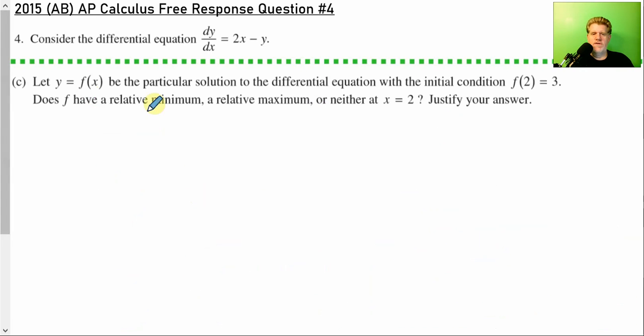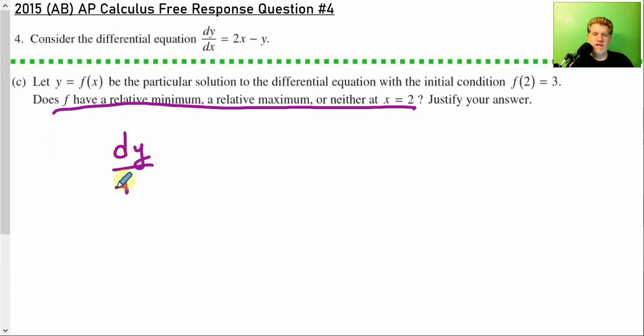It's asking you if it has a max or min or neither at 2. Well, for f of x, how do you find a max or a min? You take its derivative. If the derivative is positive, it's increasing. If the derivative is negative, it's decreasing. If the derivative is 0, it's potentially a max or a min. It's a critical number.